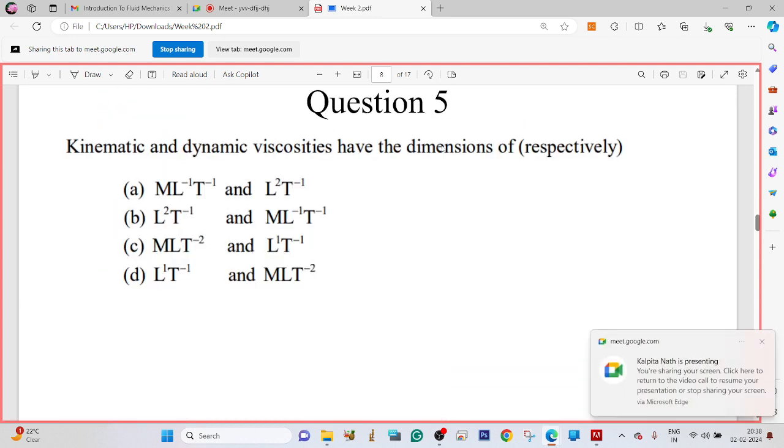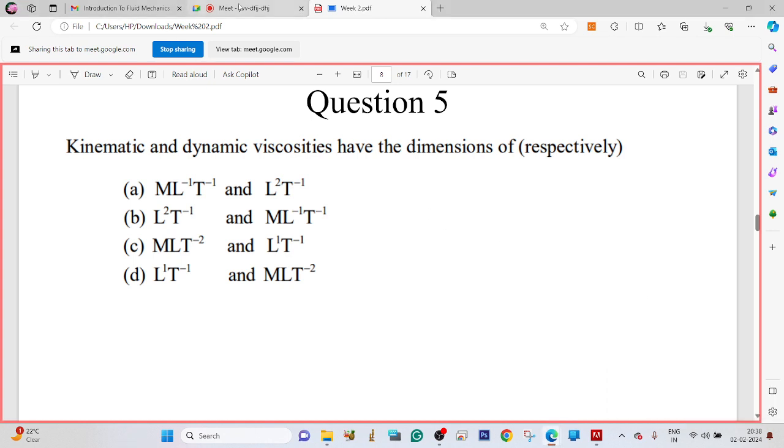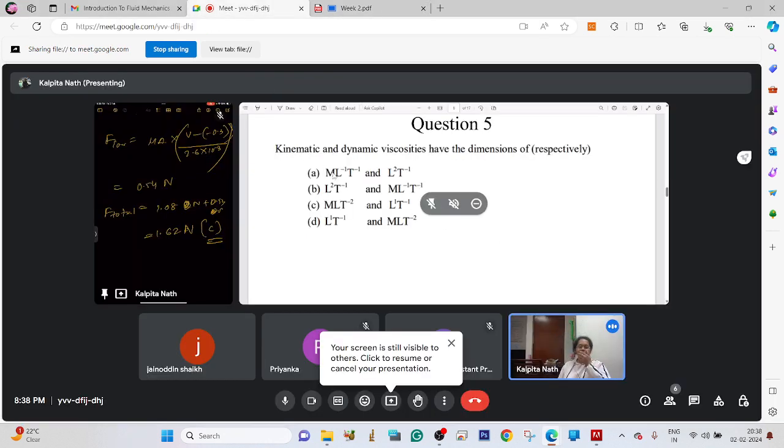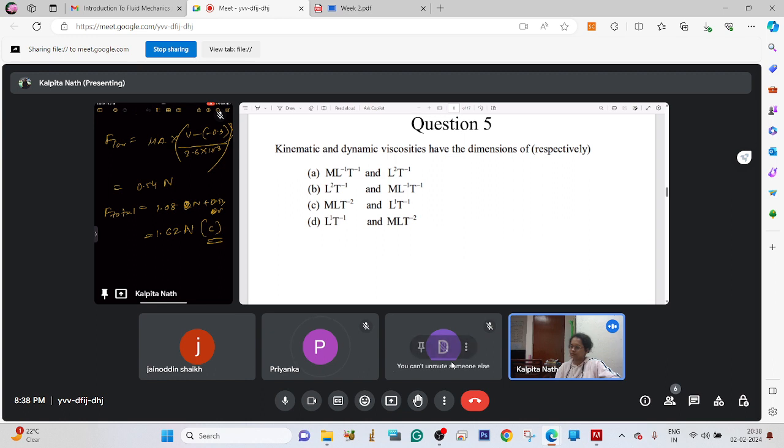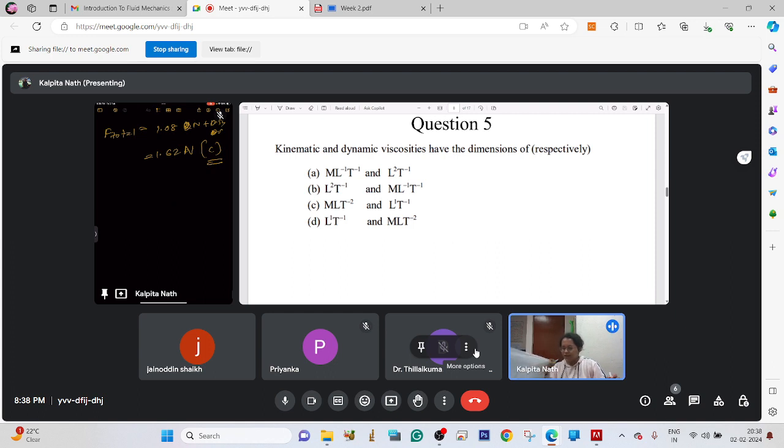Kinematic and dynamic viscosities have the dimensions of which of the following? I've already showed you this, right? I've already solved it for you. Tell me which one of the following. A. B. Correct.